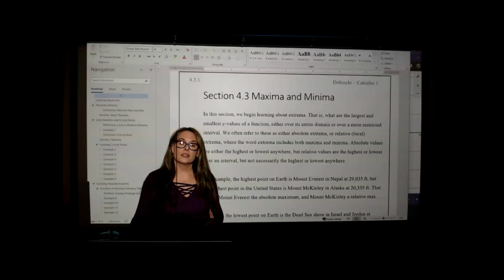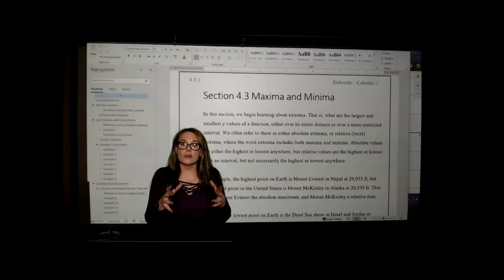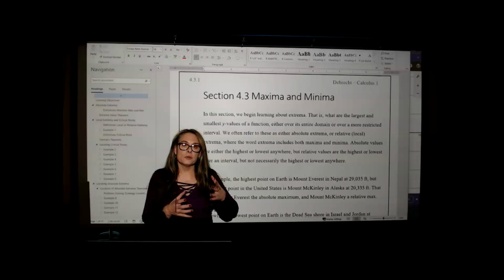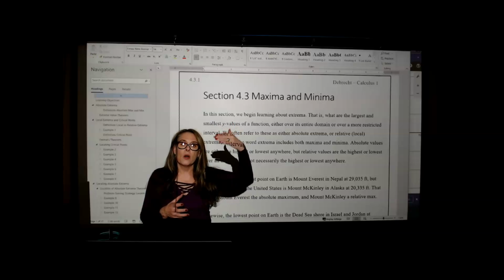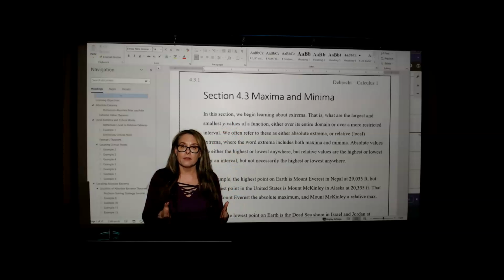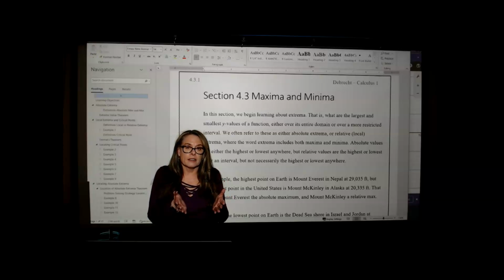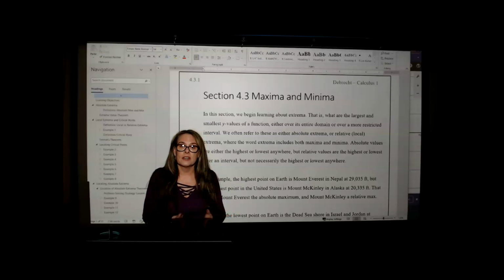A relative or local extremum means that it is higher than the ones around it or lower than the ones nearby, but not necessarily the highest or lowest over the entire interval that we're looking at. Absolute does not mean absolute value. It means the highest or lowest possible y value in the region we're looking at. Relative means higher than the ones just to the left and right, but perhaps not the highest, or lower than the ones just to the left and right, but perhaps not the lowest, in the region in which we're looking.